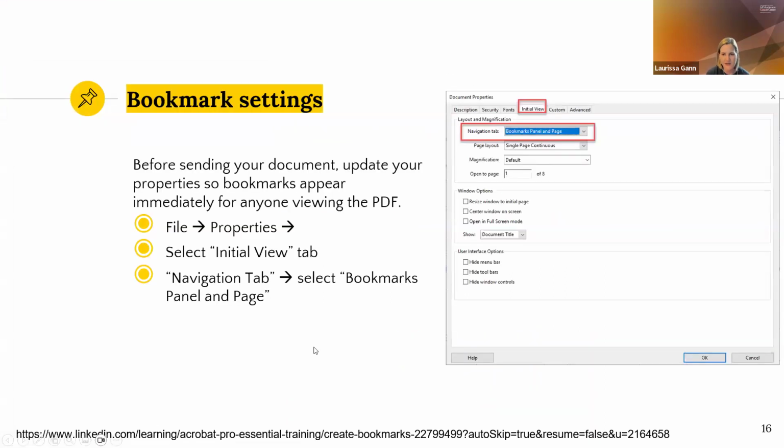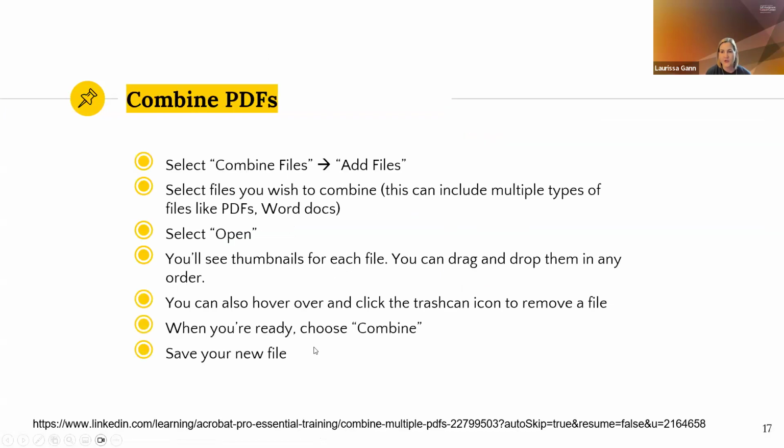Okay, so bookmarks are fun. You can also combine PDFs. We do this a lot when we do interlibrary loan in the library. Sometimes we have to combine stuff or move stuff around, or I do. I don't know if everyone else does, but you can combine PDFs. So all you have to do is select combine files and add files. You can actually add a Word doc with a PDF, with a PowerPoint. They can be different file types. You just select the files you want to combine together and you choose open.